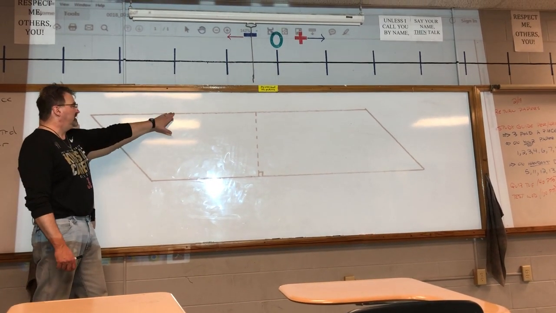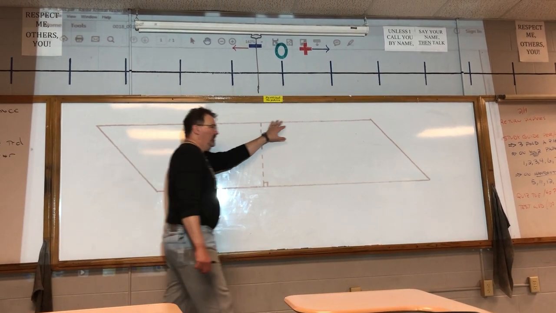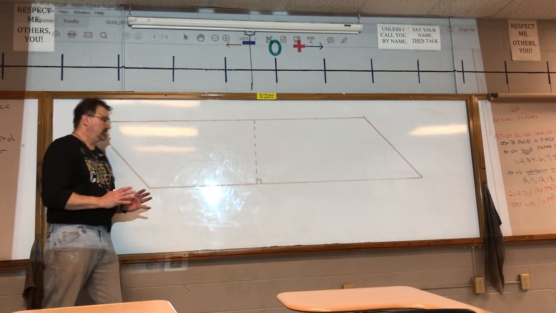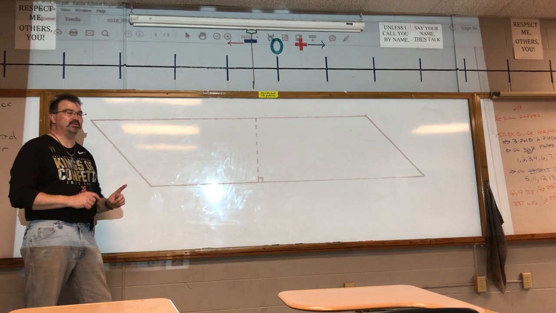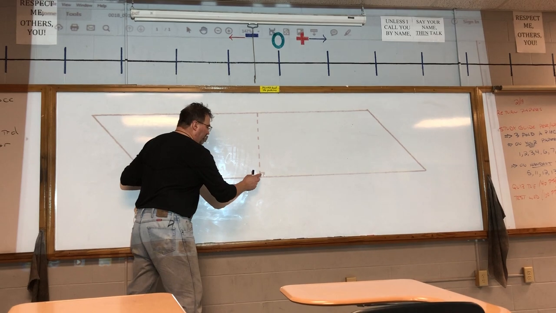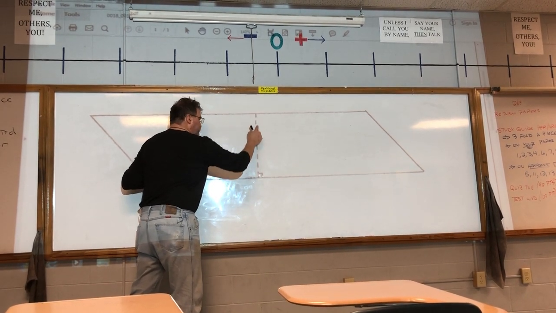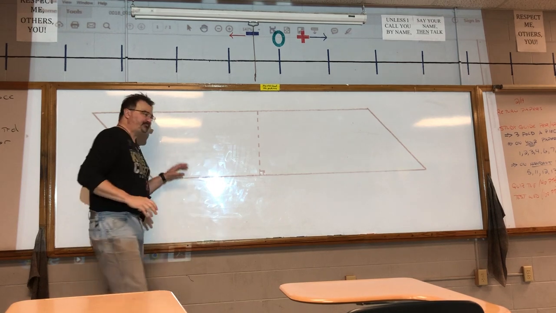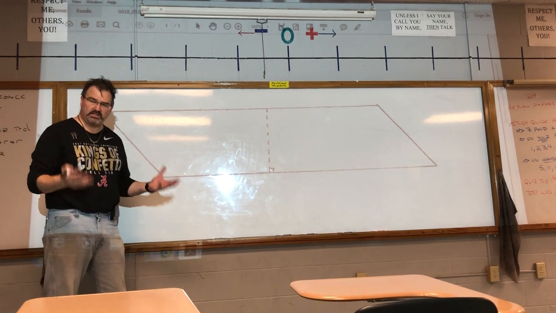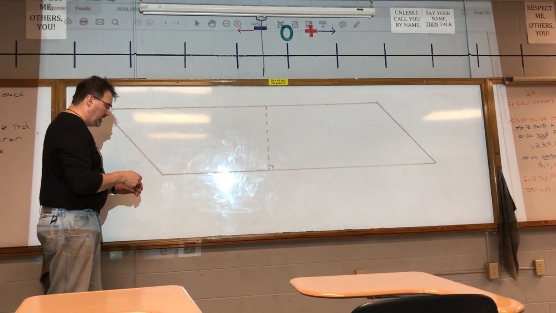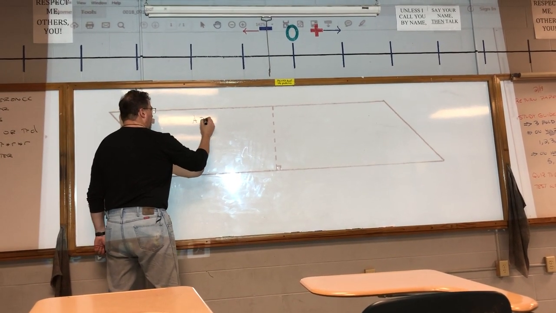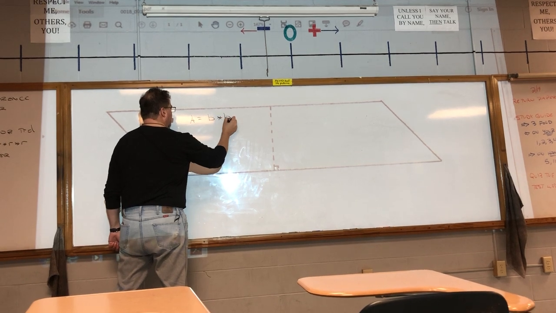This could be the base. You could say that this up here is the base, or even this could be the base. What makes the base of a parallelogram is it's got to be one of the sides, and you have to have a line forming a 90-degree angle with the base and going to the opposite side. That is called the height, okay? I'm not going to prove any of the formulas that I'm going to use, so just take my word for it. But if you wanted to find the area of a parallelogram, the formula for the area is just the base times the height.